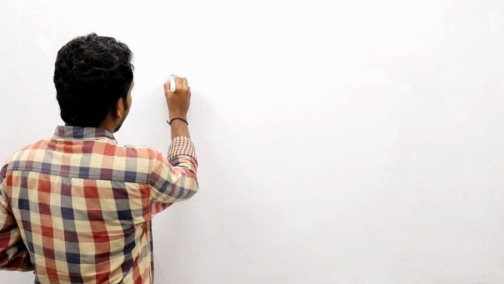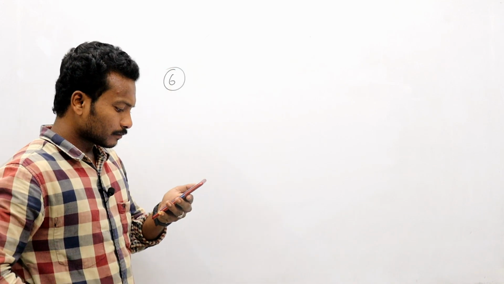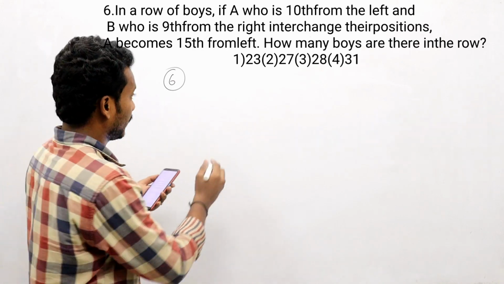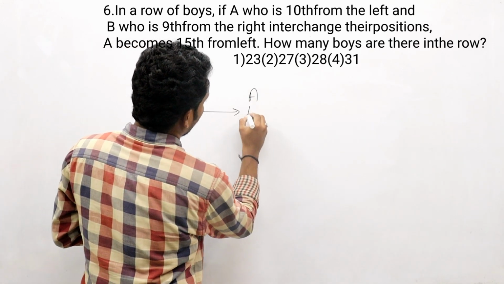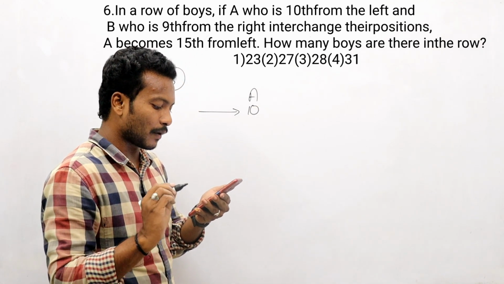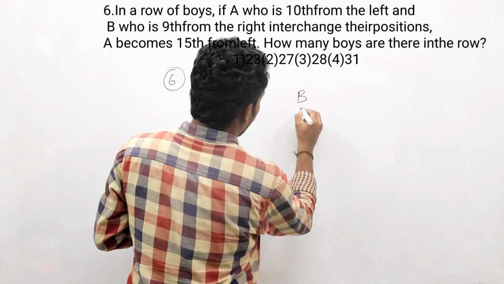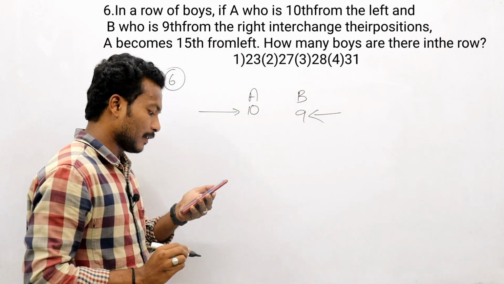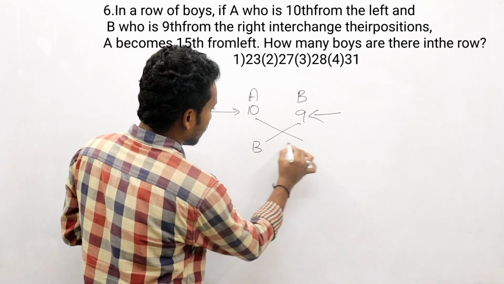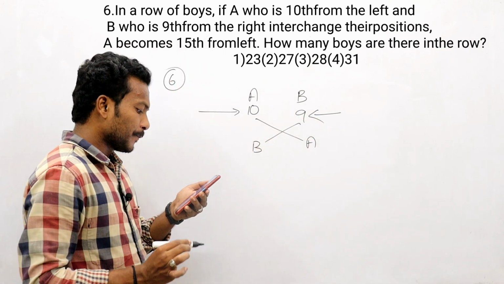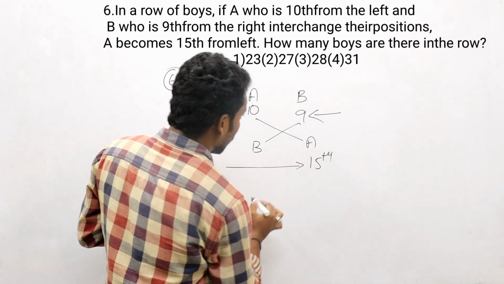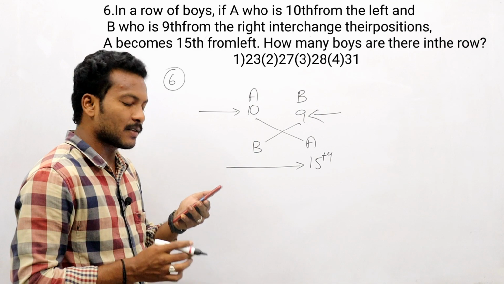Next, sixth question. In a row of boys, A was 10th from the left, and B, who is 9th from the right, interchange their positions. That means B comes here, A goes here. A becomes 15th from the left. Now A is here, 15th from the left. Now he is asking how many boys are there in this row.